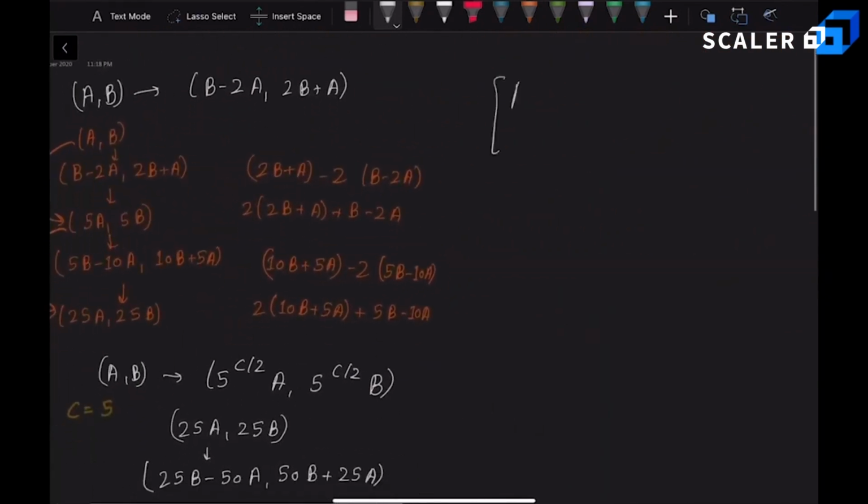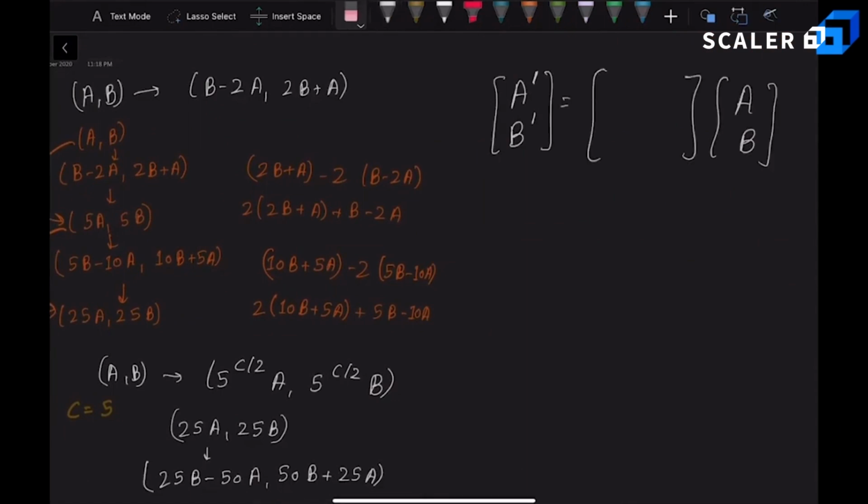So initially the values are (a, b), and let's say after doing one operation, the values will be (a dash, b dash). So we'll represent (a dash, b dash) in terms of (a, b). So this will be minus 2, 1, because a dash will be minus 2a plus b, and b dash will be a plus 2b. So I'll write 1, 2 here.